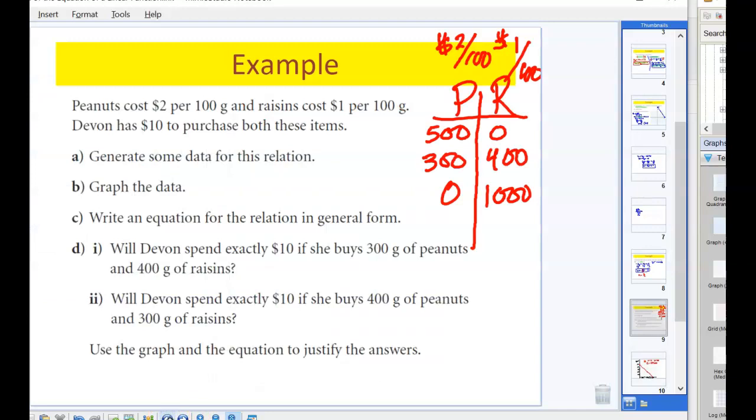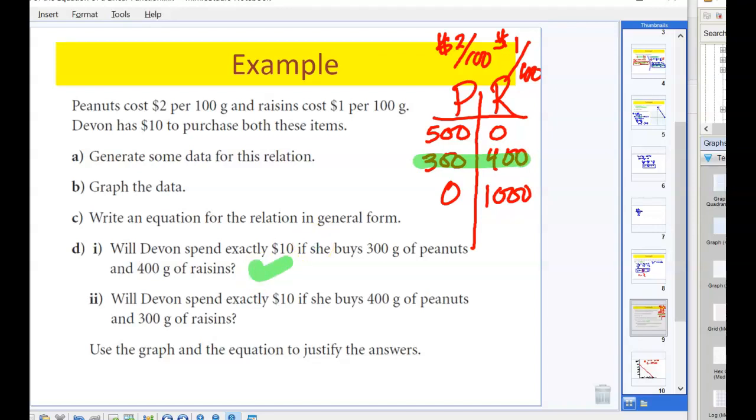Part D, will Devin spend exactly $10 if she buys 300 grams of peanuts and 400 grams of raisins? Well, if she buys 300 grams of peanuts and 400 grams of raisins, yes, she will spend exactly $10. We have that right here in our table as one of our points. So yes, this is true.